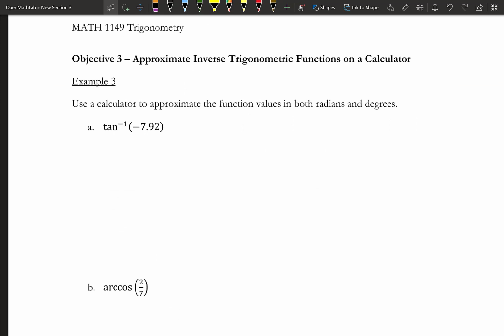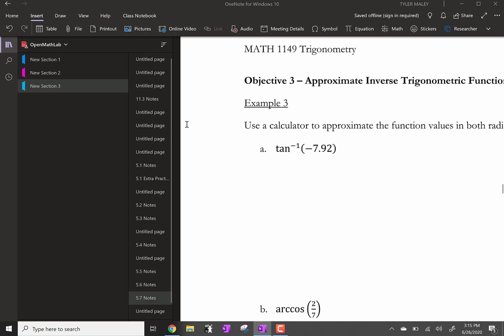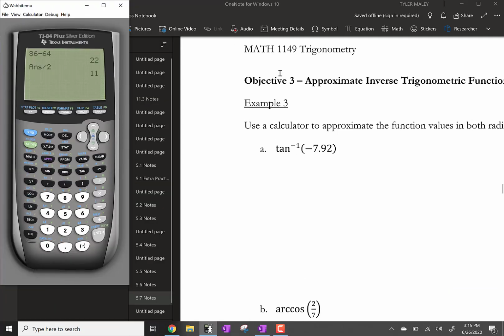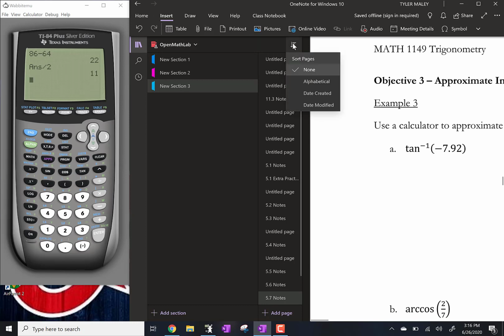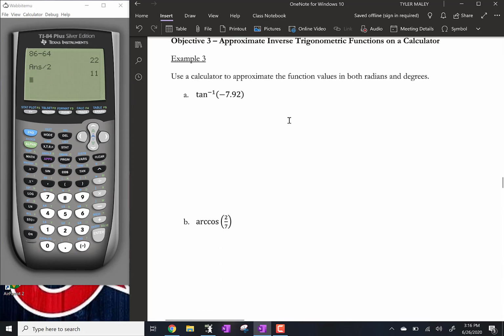All right, so then this next objective is being able to approximate inverse trig functions on a calculator. So let me show you how to do that. Let me grab my keyboard here, and then I'll go split screen with my graphing calculator. All right, so we want to use our graphing calculator to approximate the function values in both radians and degrees, right? So let's do radians and degrees.